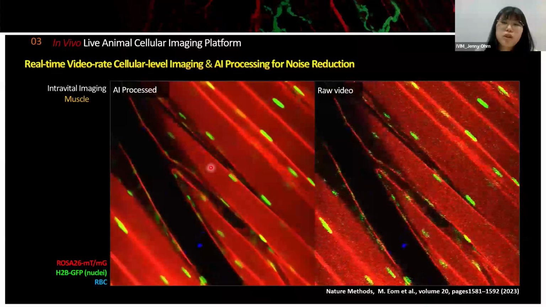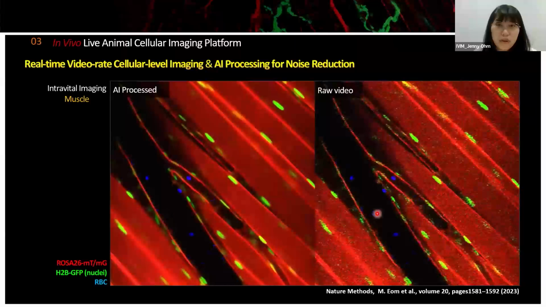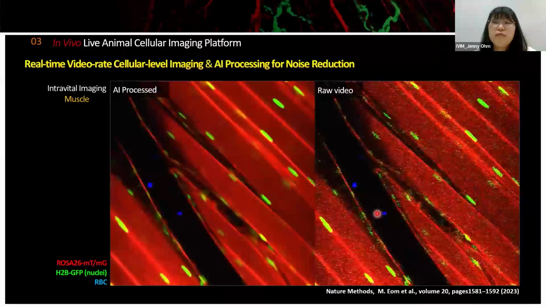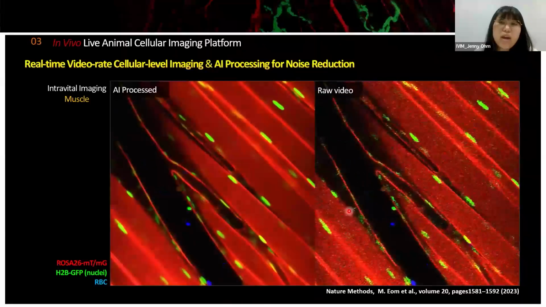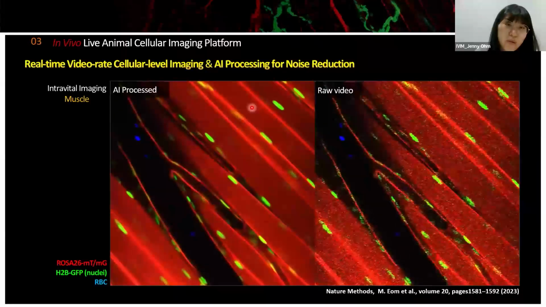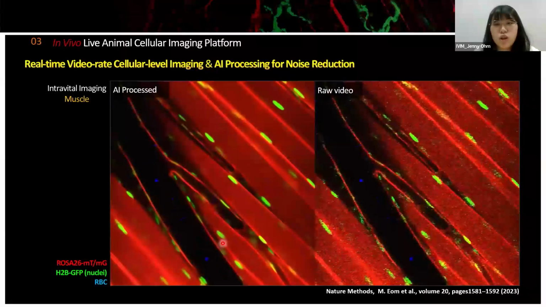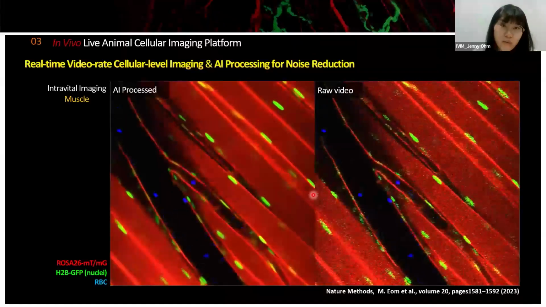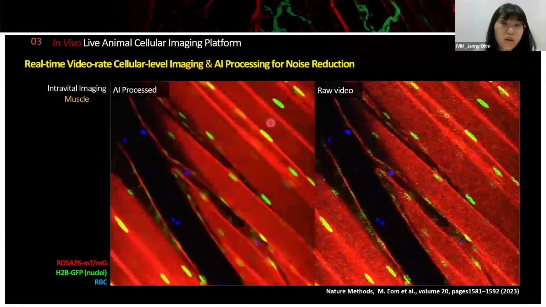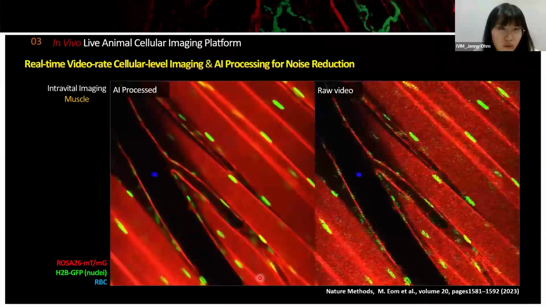And in addition to the motion compensation function, to maximize the utility of the video rate imaging capabilities of IVIM's microscope, we developed an AI software to efficiently denoise real-time videos obtained by intravital microscopy. So as a result, you can see that the software successfully, here on the left, preserved the true fluorescent signals and the high temporal resolution of the video while removing background noise. So on the right here, you can see the raw video of the processed data shown on the left, and you can see that there's a lot of noise, whereas on the left, the noise has been successfully denoised.